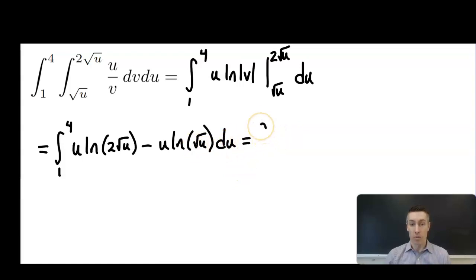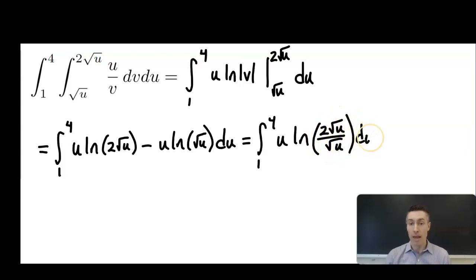Okay, so we can write that as the integral from 1 to 4 of u, factoring out a u. And then if you remember, subtracting log terms is really division of what's inside. Right, so we do need some log rules here. So that's natural log of 2 square root of u over the square root of u. And without it, we would just leave ourselves in a really difficult spot to integrate. It could be done, but it would be way more challenging.